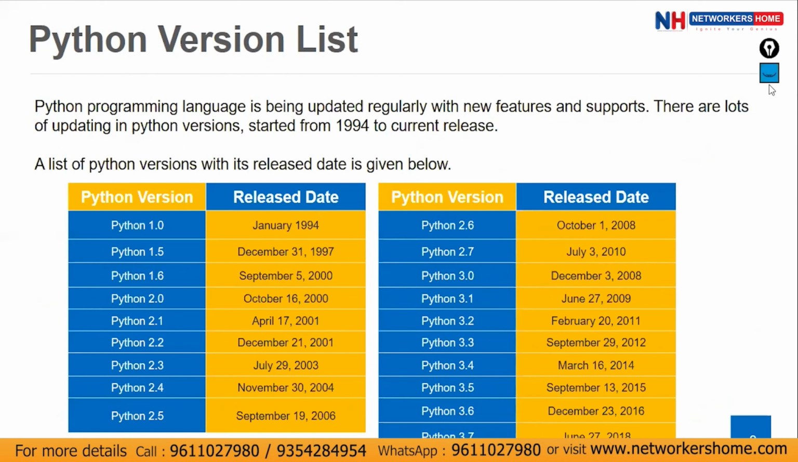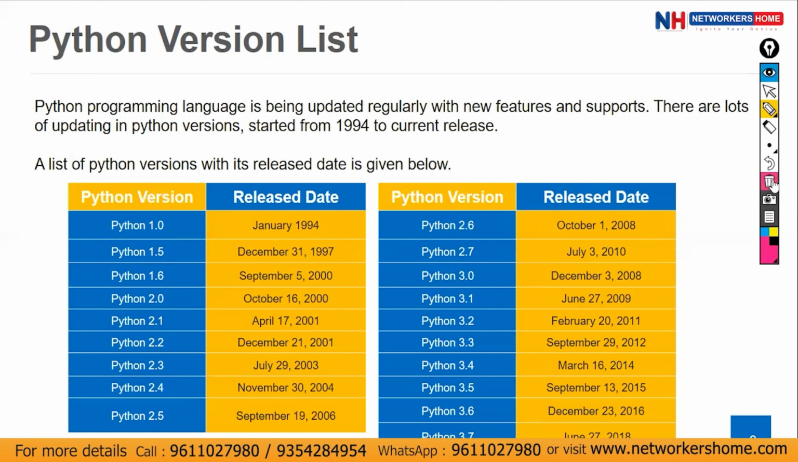Okay. So next is about Python versions. Started from 1994, as you know, the actual implementation, to the current release. The Python 1.0 version was launched in January 1994. Then they came with 1.5, 1.6 in December 97, 2000, and then 2.0. The 2.0 version came in 2000. Then 2.1, 2.2, 2.3, 2.4, 2.5, then 2.6, 2.7, okay? And finally, on December 3rd, 2008, Python 3.0 was launched.